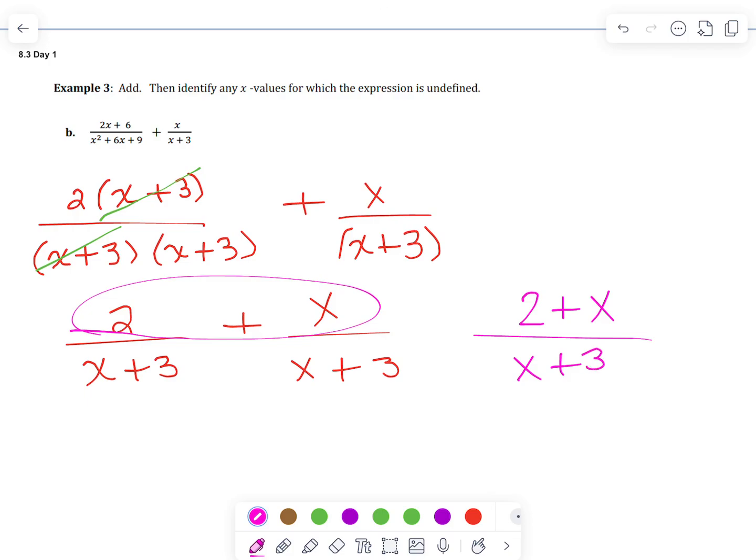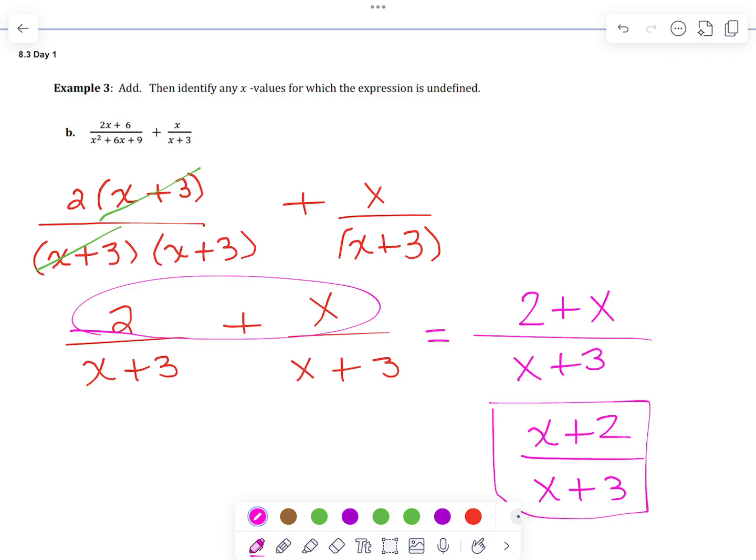I'm going to go ahead and simplify that numerator. I'm going to go x plus 2 over x plus 3. So here's our answer. And then what makes this undefined? If we look at our denominator, we do not want that x to be negative 3 because that would make that a 0.